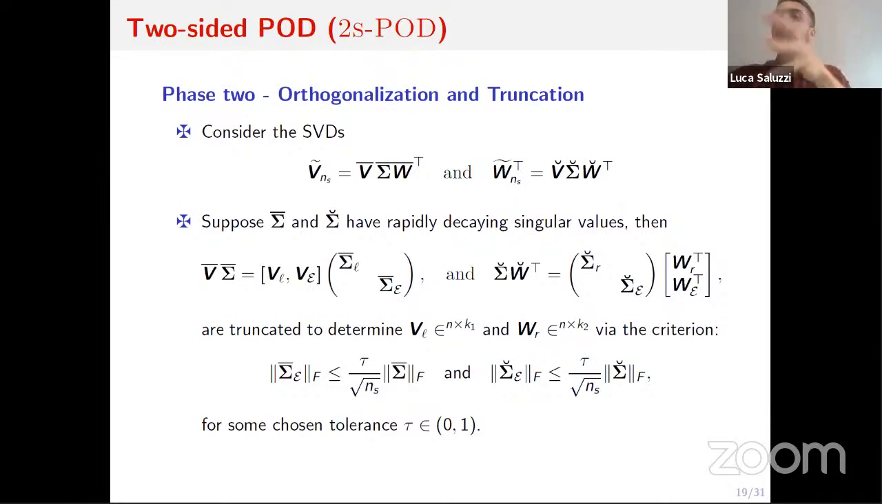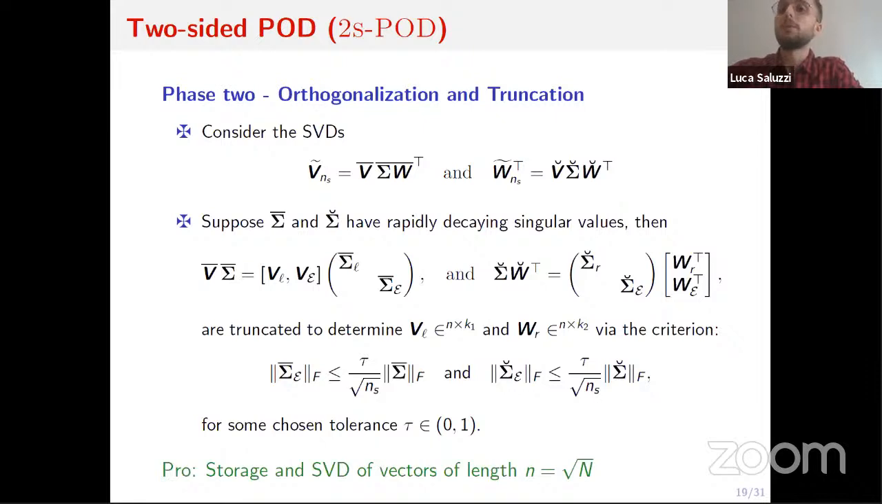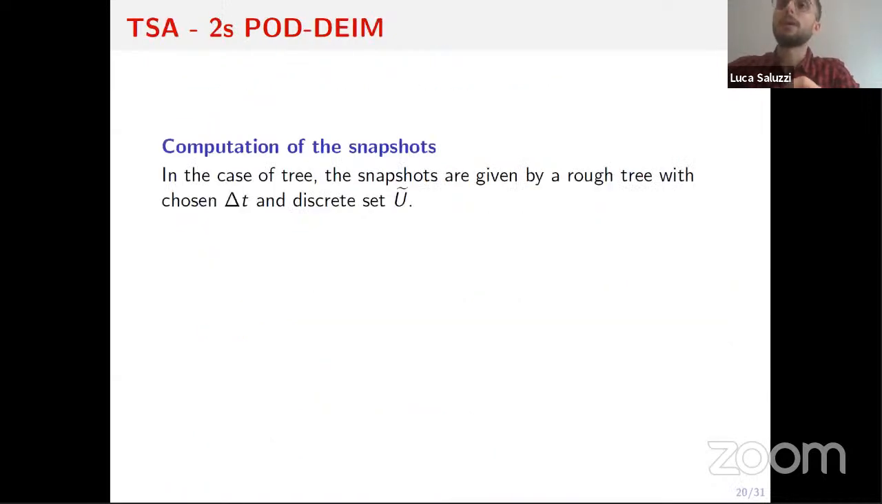Then for POD two-side time, there is a similar approach. You see the pro is that now we are storing and doing the SVD on the square root of the n, or capital N, and we will see that we get a nice improvement. Okay, so this was two-side POD.